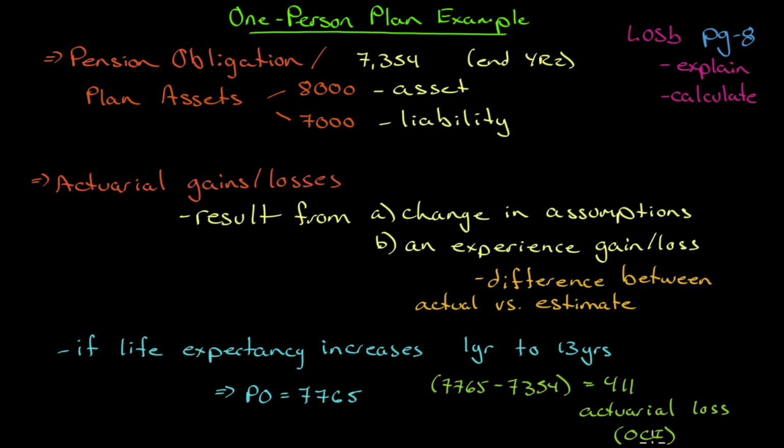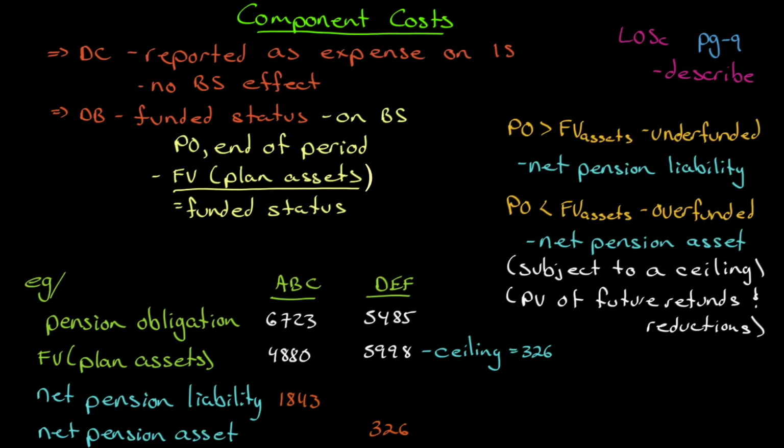Now, it is part of the overall pension expense, but it matters where on the statements we put it. This is going to show up in OCI. Now, the reason it's going to show up in OCI is because it's expected that over time, the actuarial gains and the actuarial losses will tend to offset each other. So rather than making the net income component volatile, we'll stick it in OCI. Okay, so let's start looking at our component costs now.